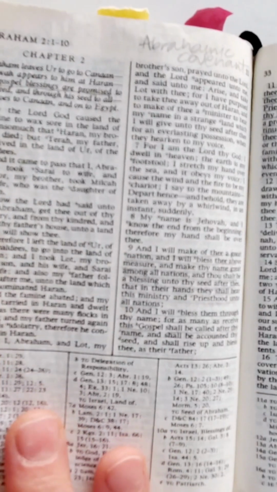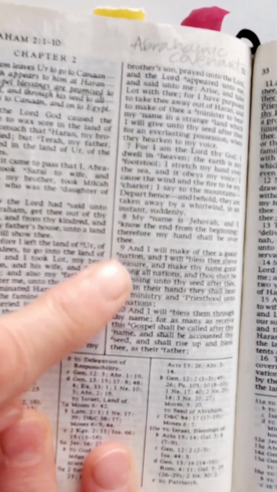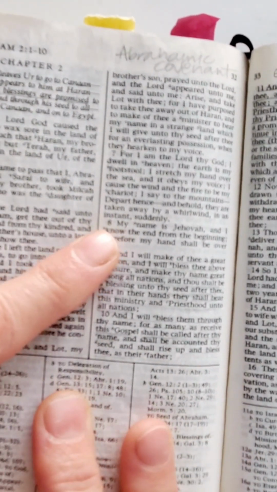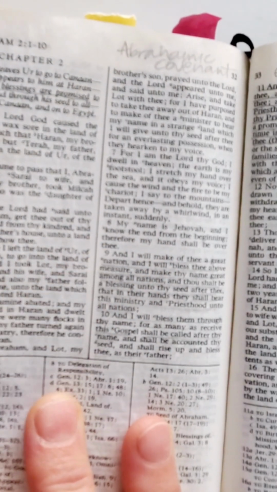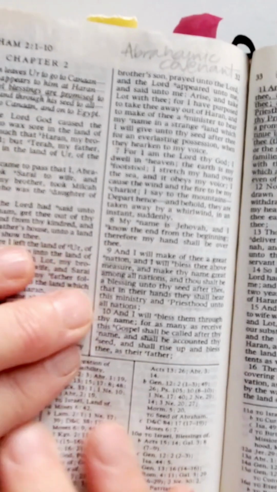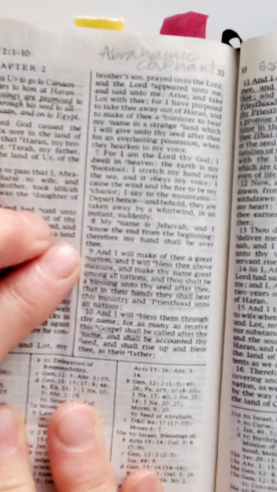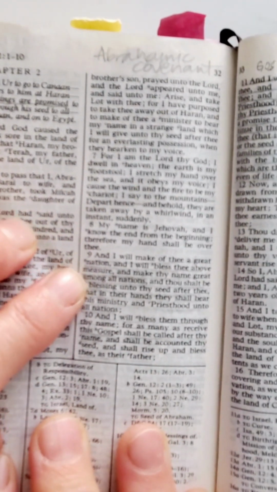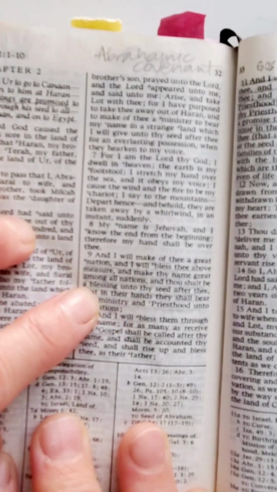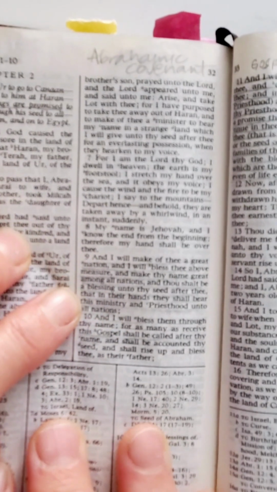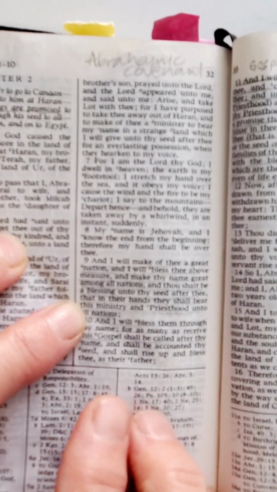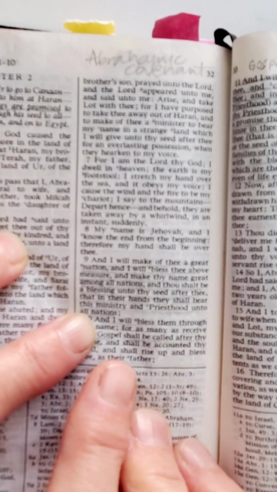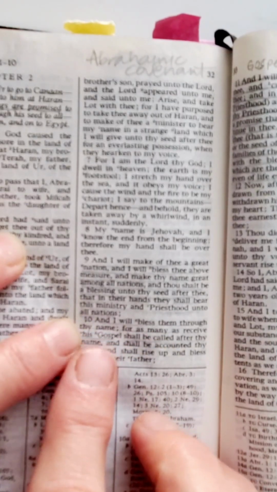And in chapter 2, he teaches us of his experience coming face to face with the God of the Old Testament, Jehovah, who is going to be born as Jesus the Christ. This is what Jehovah said to him: I will make of thee a great nation. I will bless thee above measure and make thy name great among all nations. And thou shalt be a blessing unto thy seed after thee, that in their hands they shall bear this ministry and priesthood unto all nations.